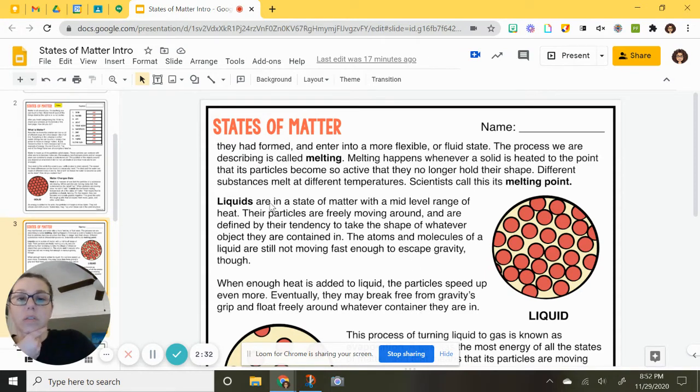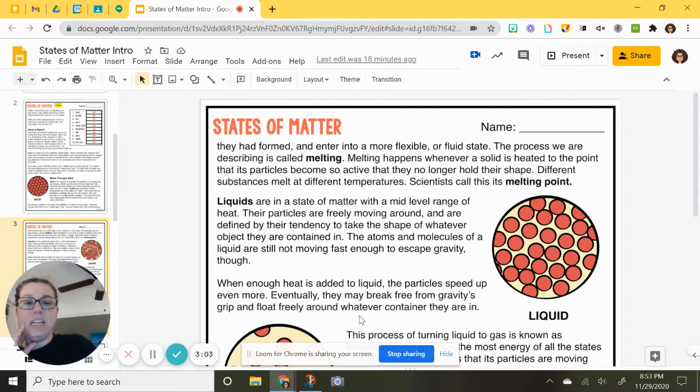Okay, so I've got to think about this for a minute. Let's just think Gatorade. Gatorade is a liquid and I can pour it into a cup, a bottle, or a bowl, or anything, and the liquid takes that shape. So that makes sense to me. The problem I'm having with it is about escaping gravity, so I've got to think about that a little bit more.